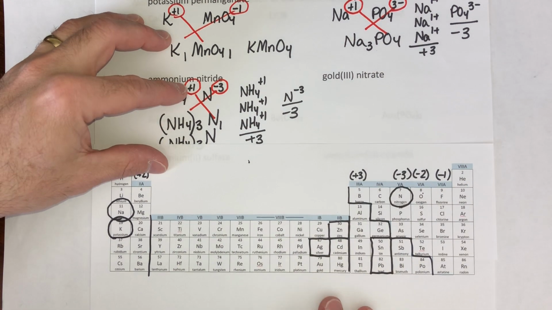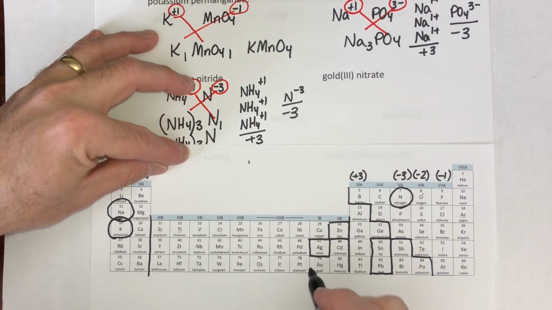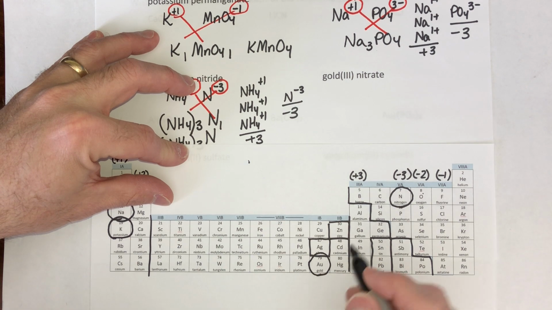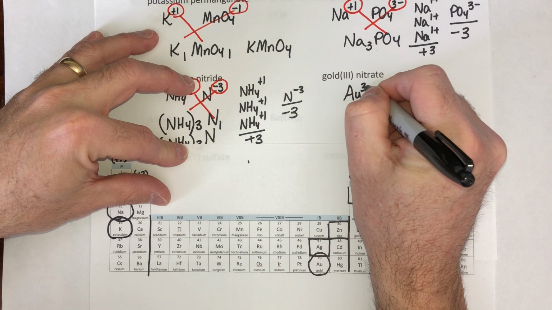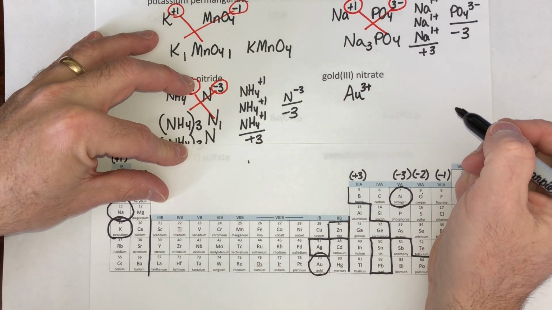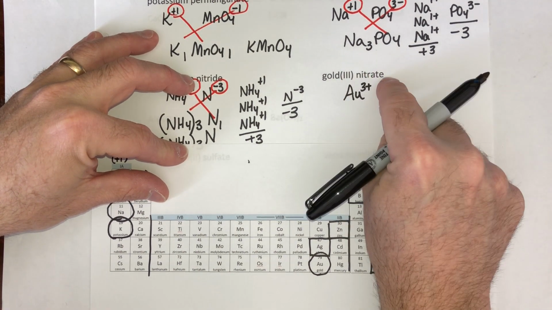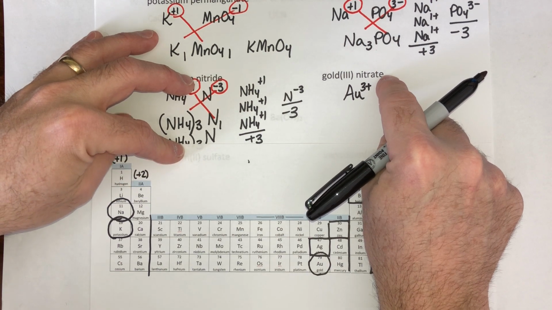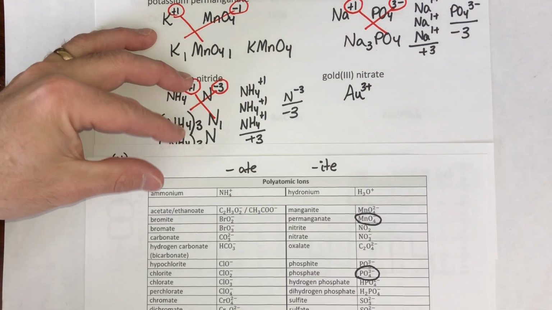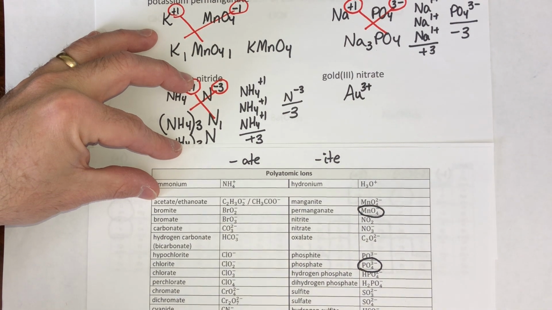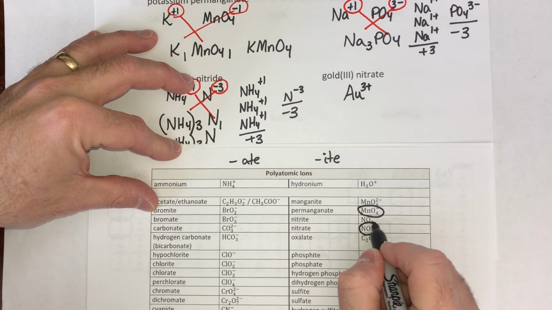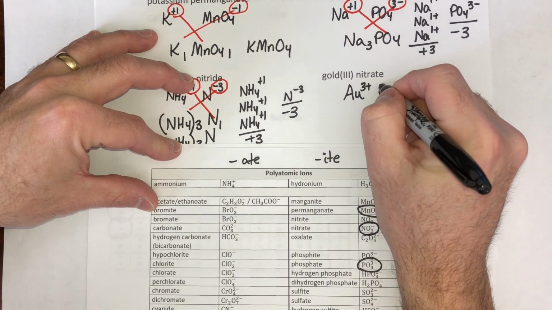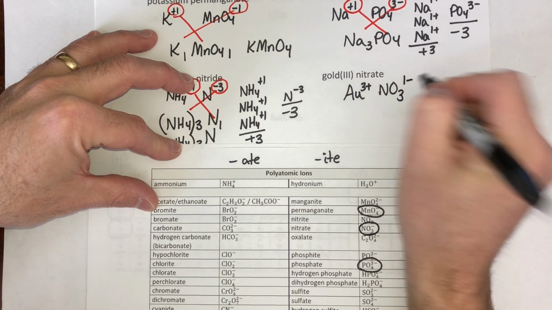So all I need to do is find gold on my periodic table. Here's my gold. The symbol is Au. And the Roman numerals tell me that it's a 3+. When I look at the second part of this ionic compound, it says nitrate. And whenever you see an -ate, you know that it's coming from your polyatomics. So if I go looking for nitrate, nitrate is here. It's NO3 1-.